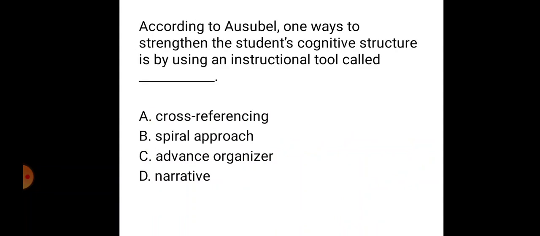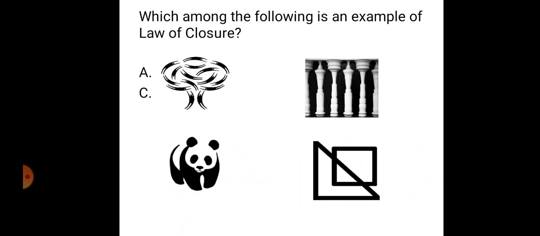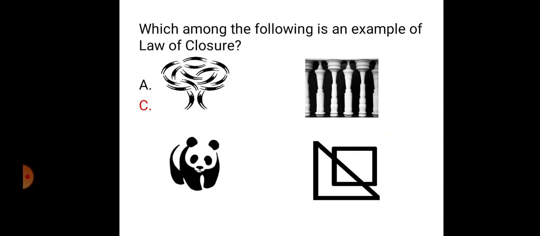According to Ausubel, one way to strengthen the student's cognitive structure is by using an instructional tool called, kabalo mo, siya ang proponent ani. Known siya for his advanced organizer. Which among the following is an example of law of closure? Siya, asa man dire? 5, 4, 3, 2, 1. Answer is kaning food panda.